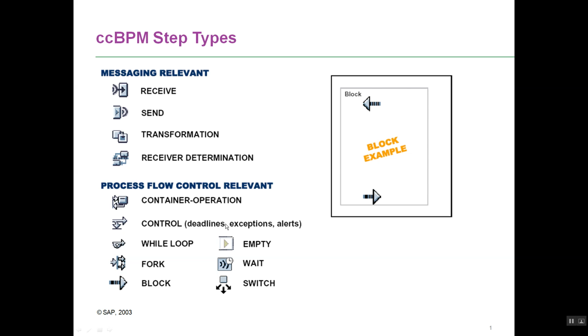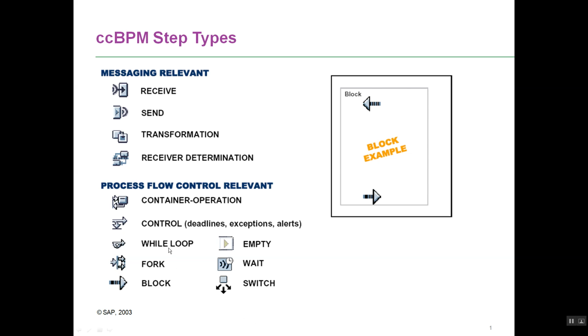A control step is used to control the processing of your flow. There are different types of control steps: exception handling, monitoring, alerts, deadlines, and so on. Then you can always have a loop. If you want a sequence of steps to execute within a loop, then you use a while loop. You can have a fork. If you want multiple branches for execution in parallel, then you use a fork.